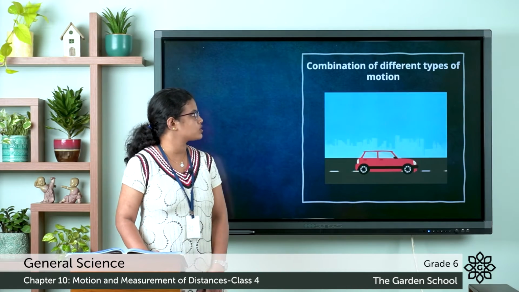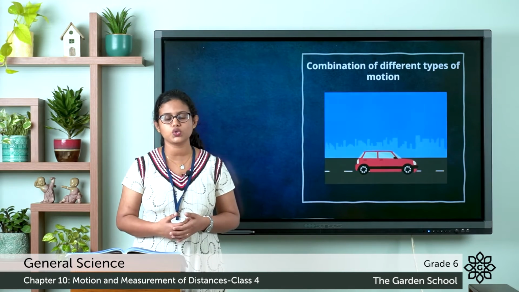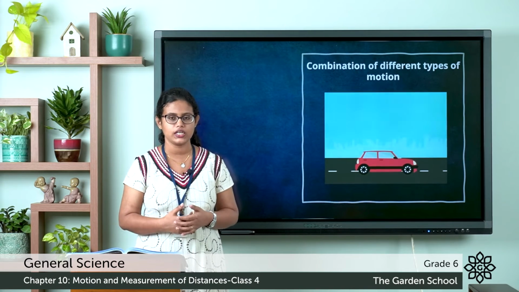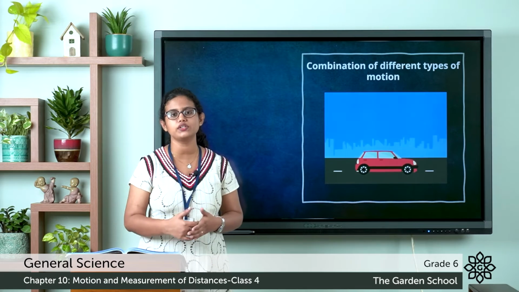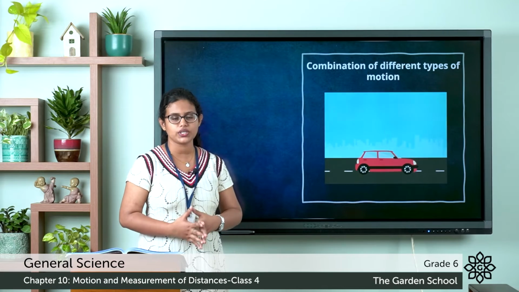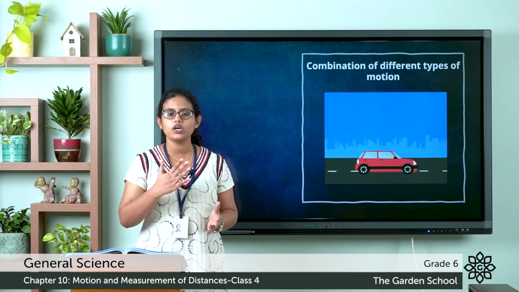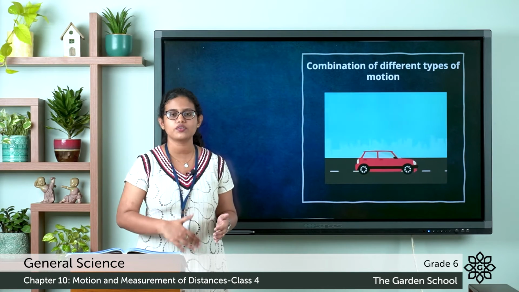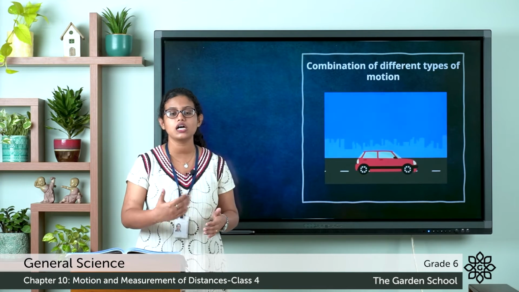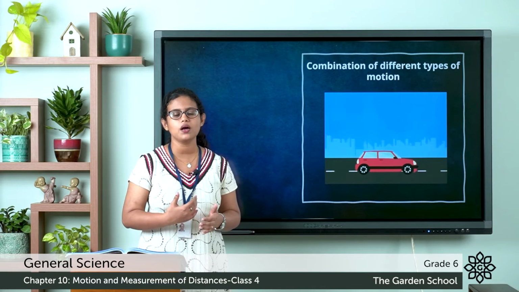The next is about the combination of different types of motion. Usually an object shows more than one kind of motion at the same time. Here you can see an example. You can see the car is moving along a straight path. So what type of motion is this? That is the rectilinear motion. It is a type of motion where an object moves along a straight path. So here it is undergoing rectilinear motion.